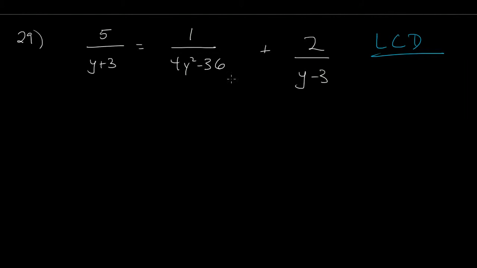Now, on a first look, I notice that this one here is simplified, so I know my LCD contains at least a y plus 3, and then I see here this one also is simplified, so it also contains a y minus 3. So the only thing left is to factor out the y squared, 4y squared minus 36, and see what we get. Now there's two ways we can do this.